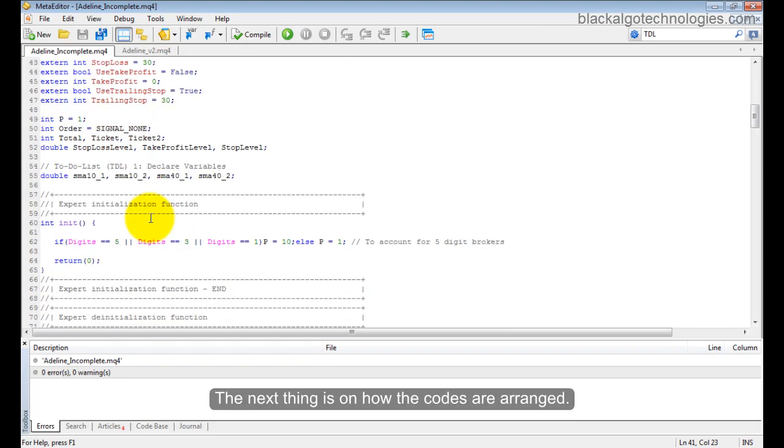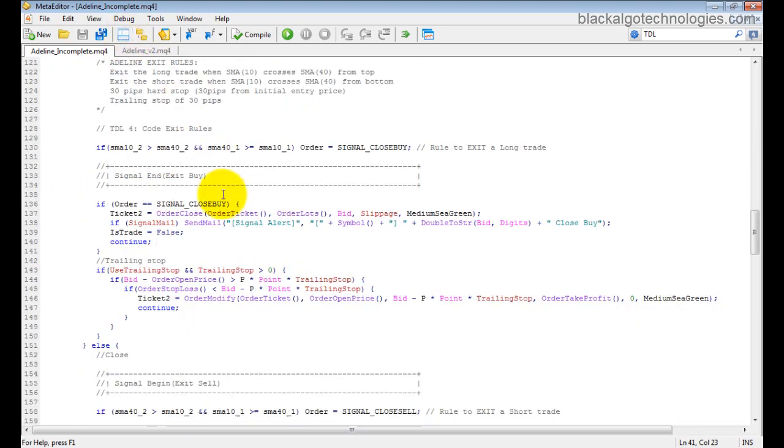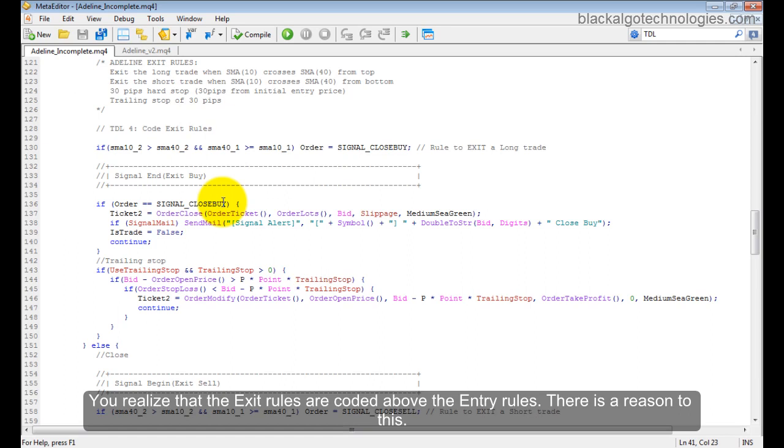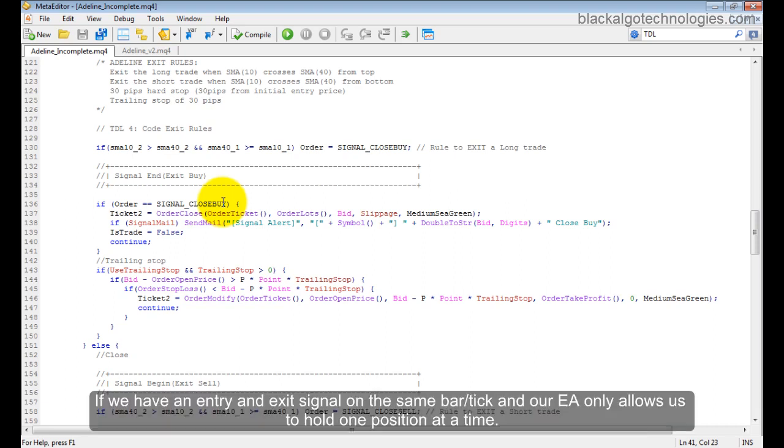The next thing I want to talk about is the way the codes are arranged. You will probably realize that the exit rules are coded above the entry rules, and this is for a good reason. Take some time to think about it. Why would we code the exit rules before the entry rules? This is the reason. If on the same tick, same bar, there is an entry signal and there's an exit signal. Let's say that your EA only allows you to hold one position at one time.